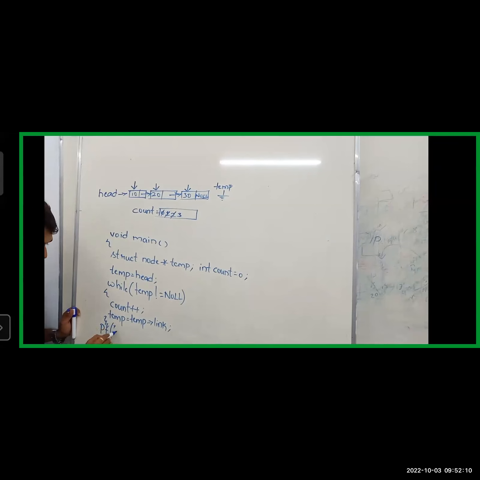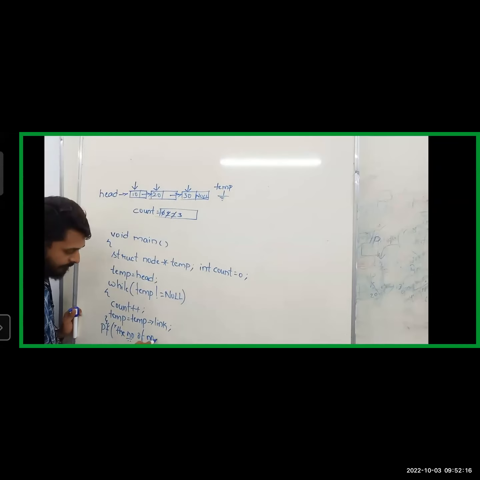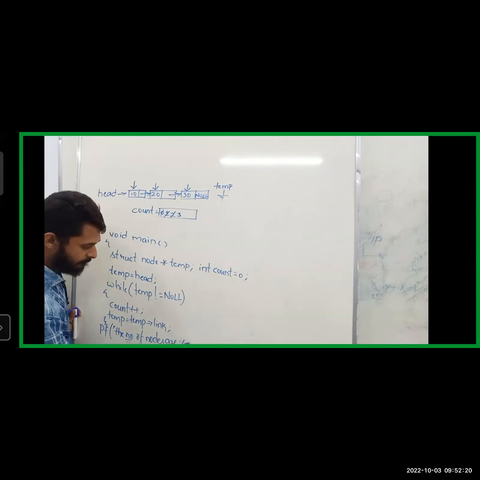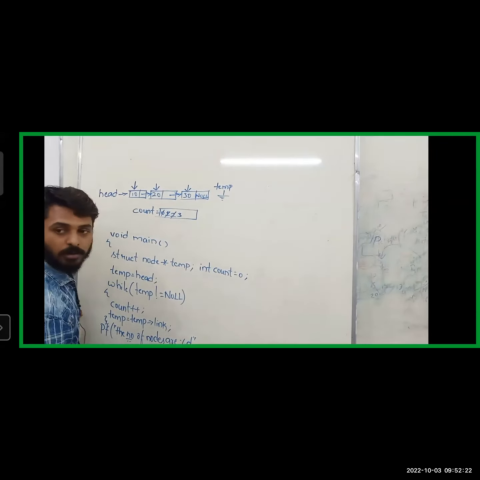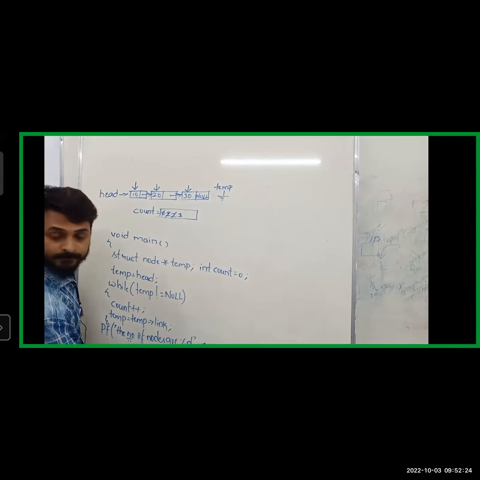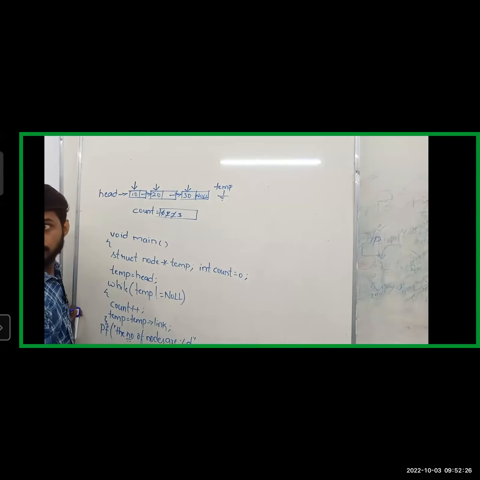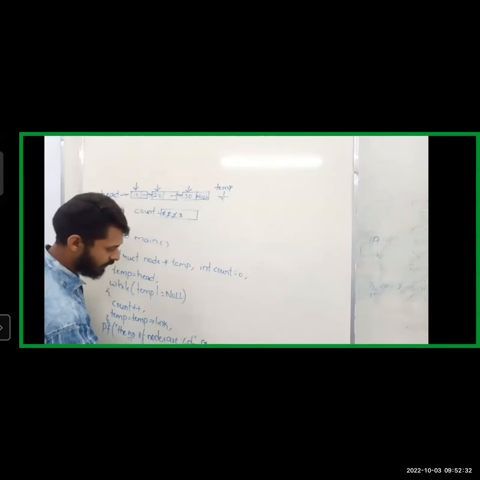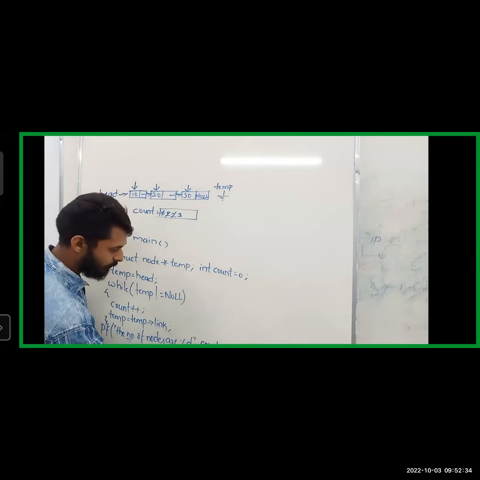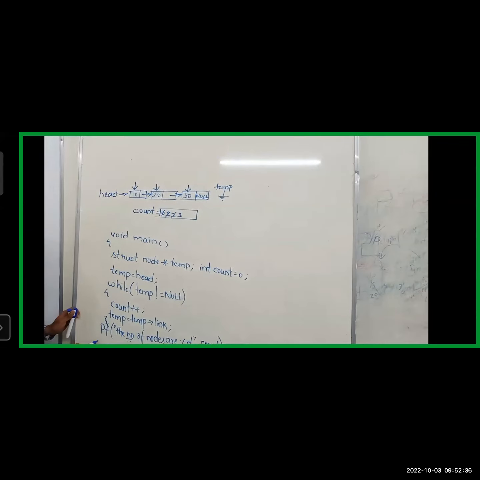print it. The number of nodes are %d. What should be this? Sorry? Screen is not visible. Which side? Below part. I'll just reduce it. No need to worry, just think the logic. It will be count. Close this.